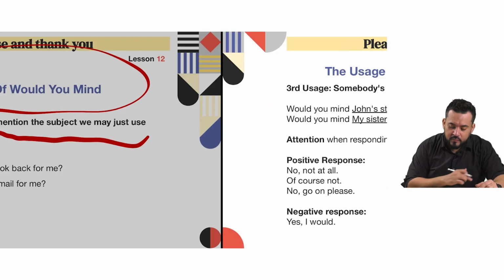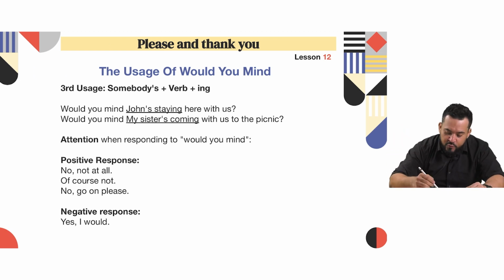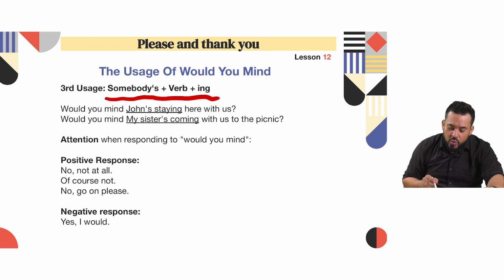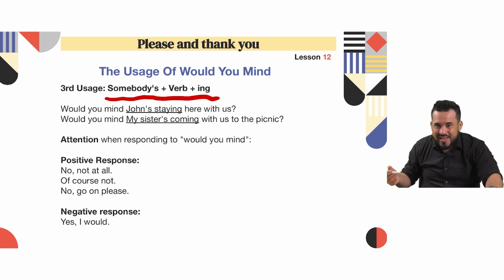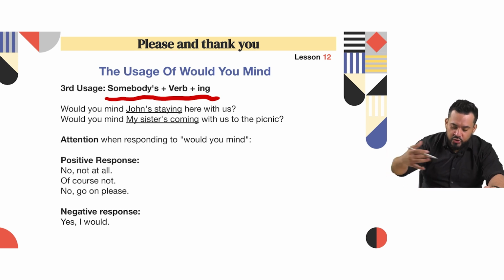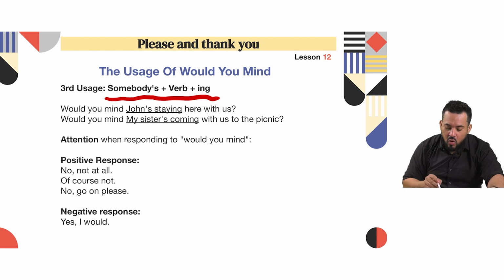Okay. So the third use of would you mind is if we use somebody's plus the verb plus ing. Like, would you mind John's staying here with us? Or would you mind my sister's coming with us to the picnic?